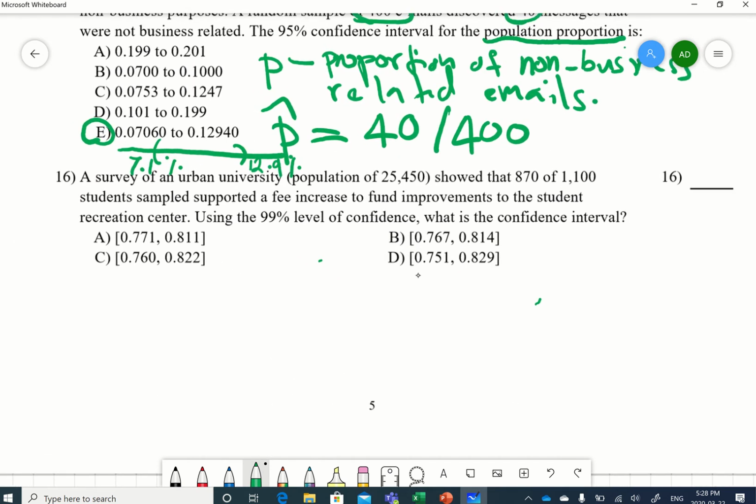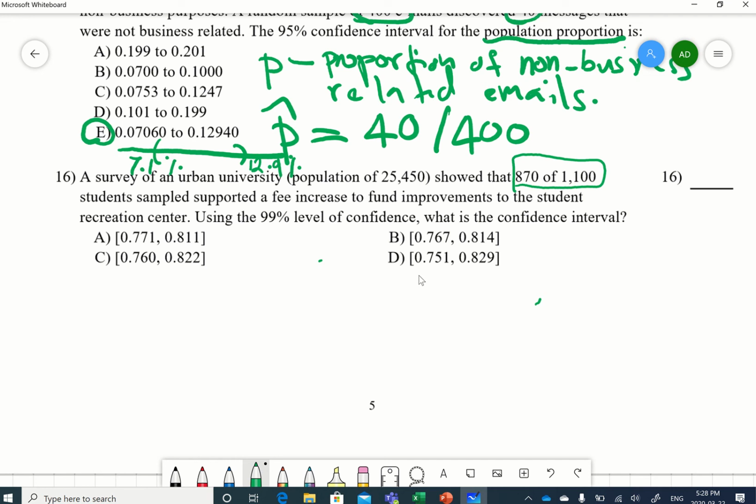Okay, so this is the sample proportion. Of the students sampled, how many supported a fee increase? Out of 1100, 870 supported the fee increment. This is a really good example, because people actually use these confidence intervals in practice to make big decisions.